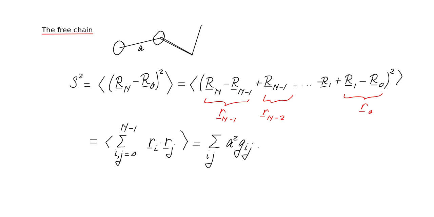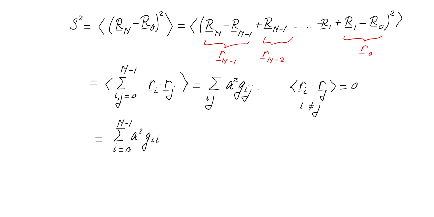And now we realize the following. If we have two links that are not identical, so we have an ri dot rj where i is not equal to j, then because the only constraint on the chain was that the length of the links was constant, a, but the orientation is completely random, this should vanish. So the only terms that we keep in this expression are the ones for which i is equal to j. So we are left with only the Gii. And we recall the definition of the Gii, that was 1 over a squared.